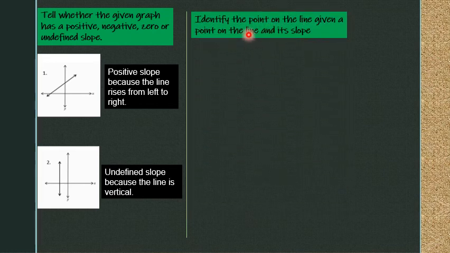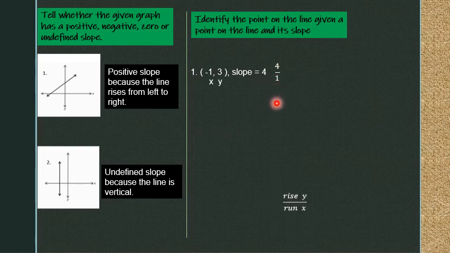Okay, for another example, identify the point on the line given a point on the line and its slope. So let's have number 1: negative 1 and 3, slope equals 4. Negative 1 and 3, that is the x and y. And 4 is equivalent to 4 over 1. 4 is rise and 1 is run.